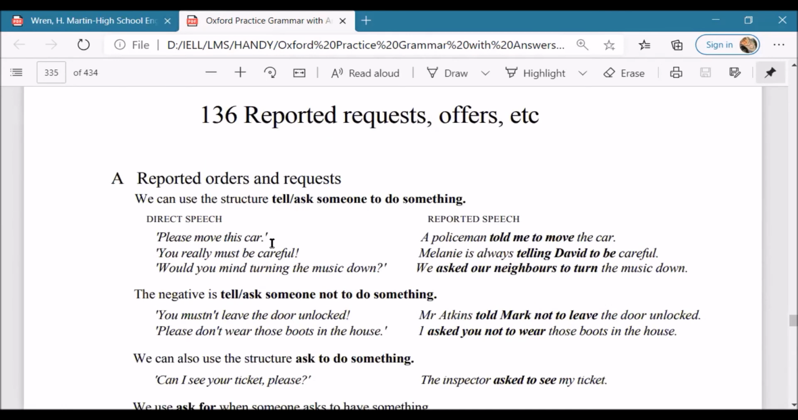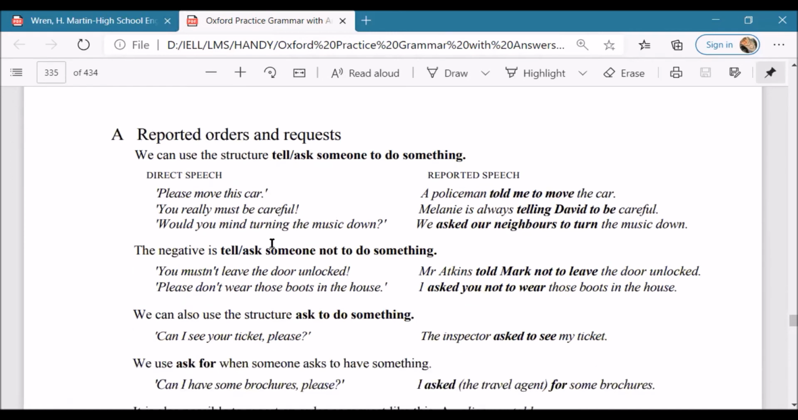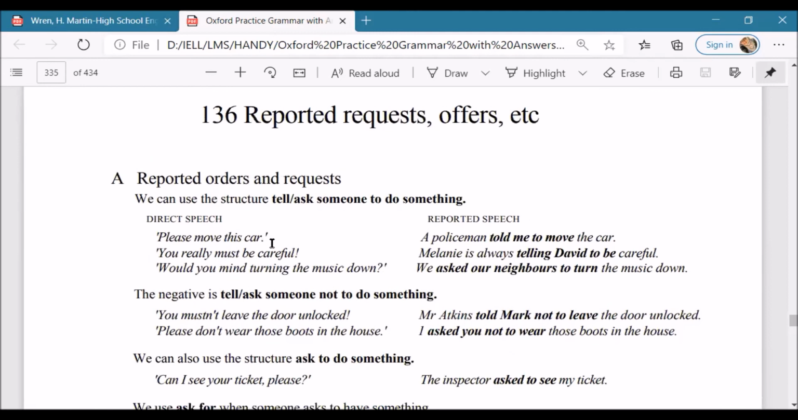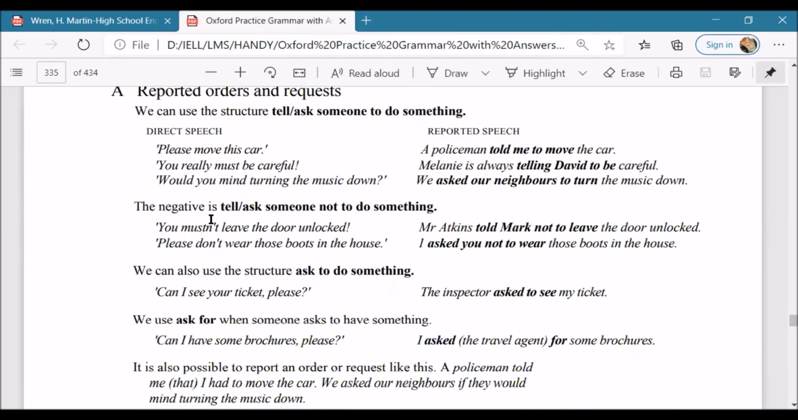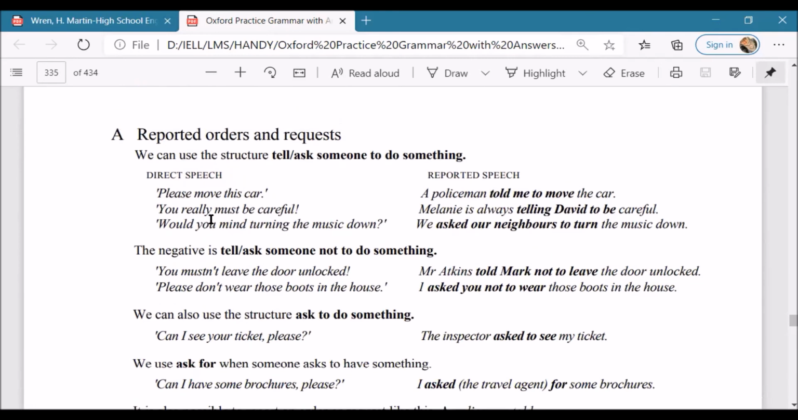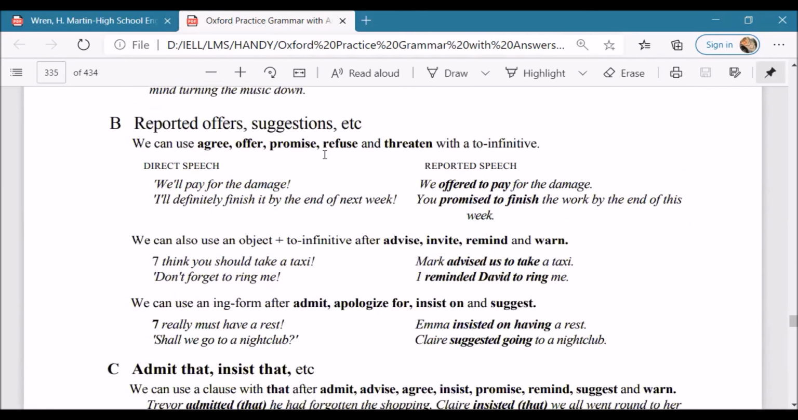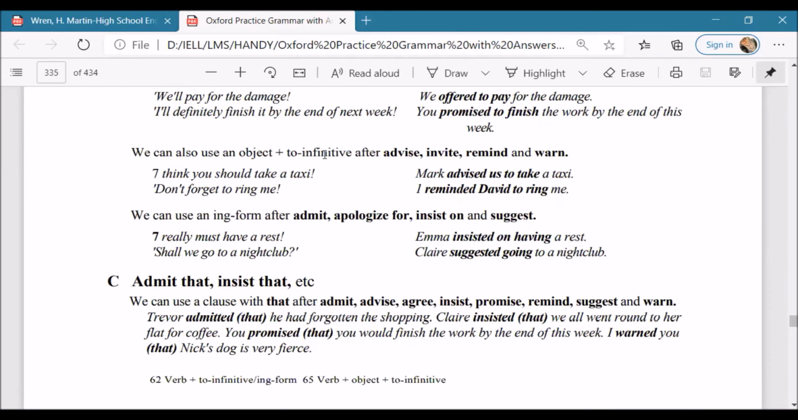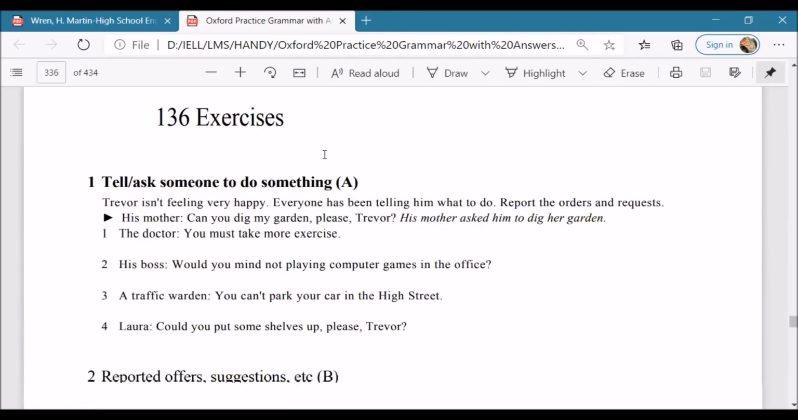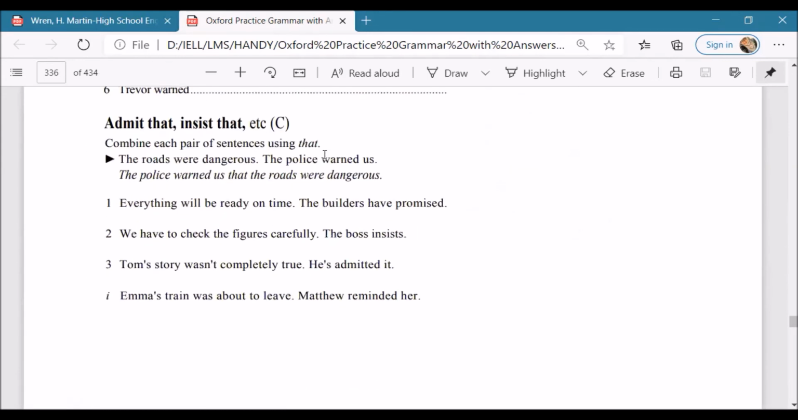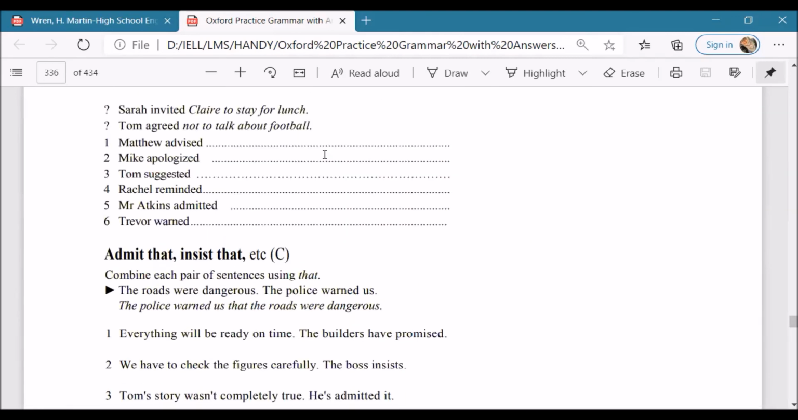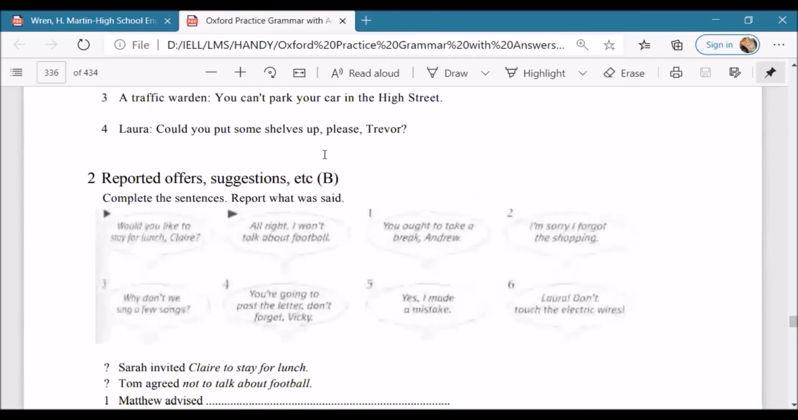Then we have reported questions. We have reported requests and offers, which we can make accordingly, like we did with the sentences. So the rules would be the same, like tell or ask. That's again a request. So these would be similar to the questions that we're talking about. Then we have the following exercises. You can take the screenshot if you want to.